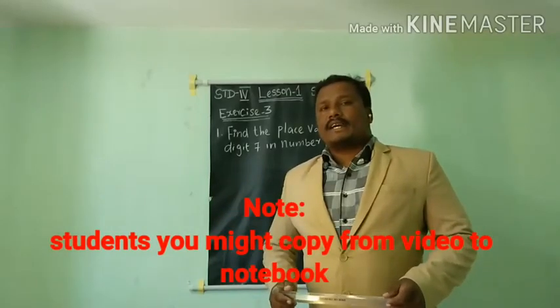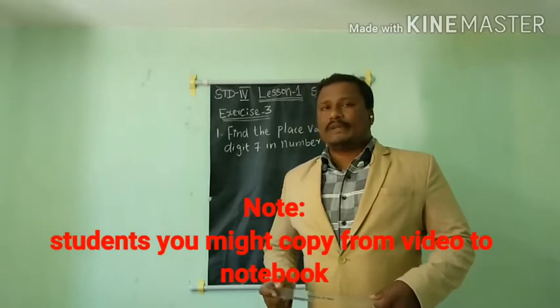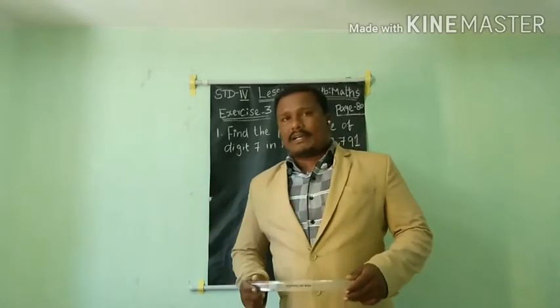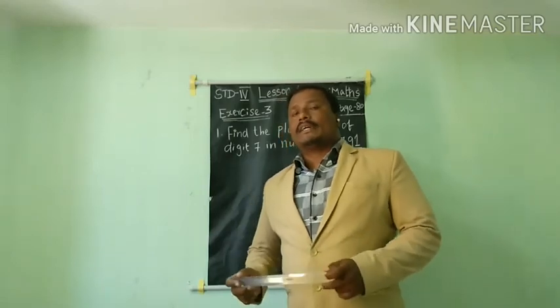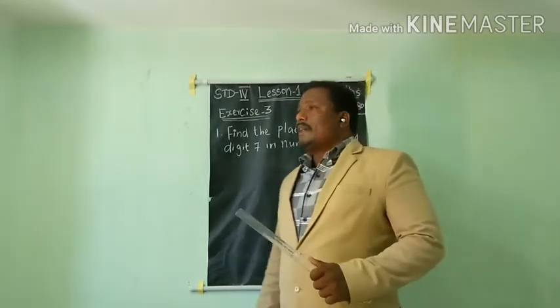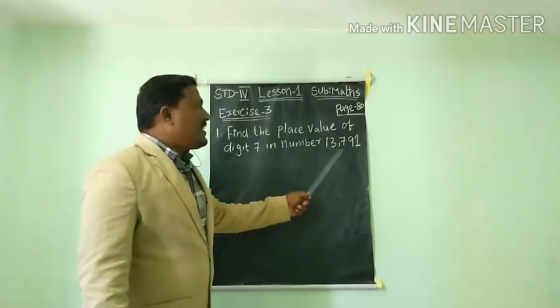Students, in the last video, we talked about face value, place value, and expanded form. I hope you all understood the three concepts. Okay, now we will see Exercise 3. The first sum: find the place value of digit 7 in the number 13791.